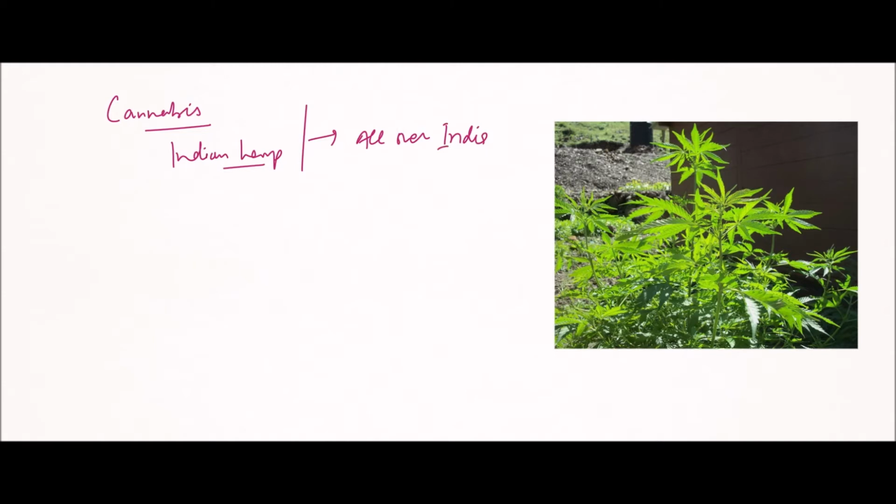But the cultivation of this plant is restricted by law. It has both female as well as male plants. The female plant is taller, with a height between 4 to 6 meters, and it has darker foliage than the male plant. So this is the cannabis plant that grows all over India.